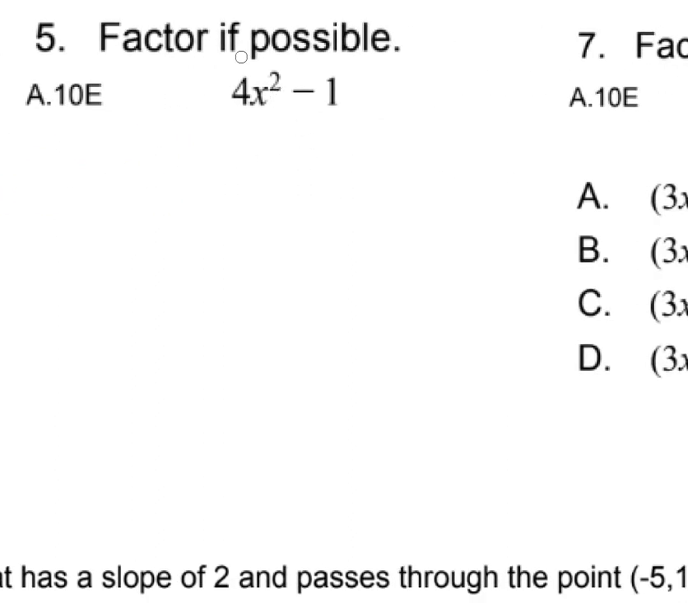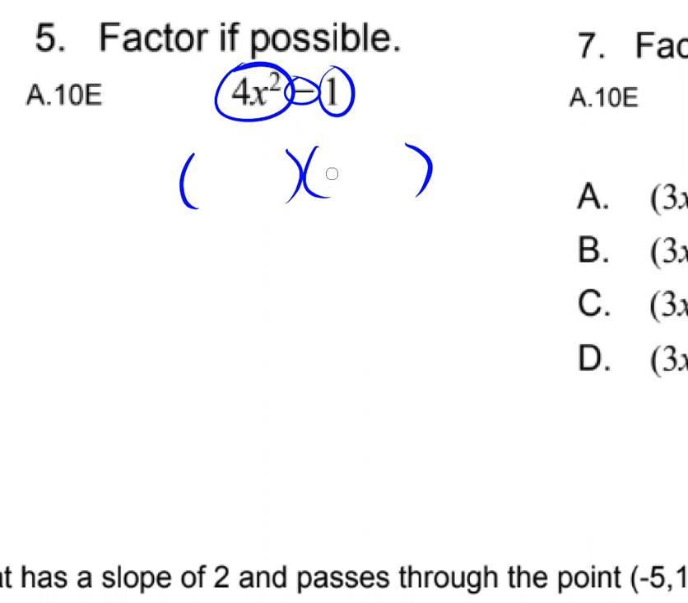Factor if possible. So we have 4x squared minus 1. So I have a perfect square here, right? 2x times 2x is going to give me that 4x squared, right? So that's promising. Is this a perfect square? 1. Well, yeah, 1 times 1 equals 1. So that's a perfect square as well. So what I have here now is, this is the difference because it's subtraction. I have a perfect square here, I have a perfect square here, and I'm subtracting them. So this is the difference of two squares.